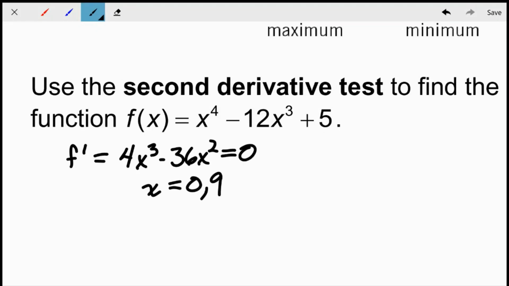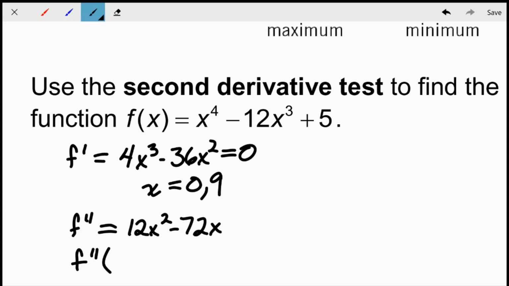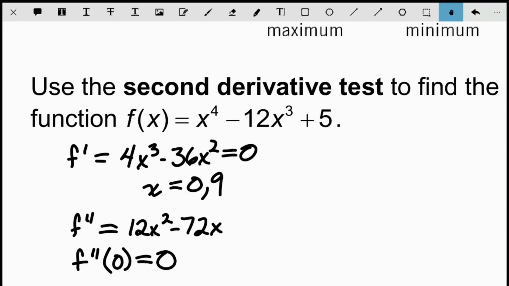We don't need a sign chart for the first derivative. There's no sign charts in the second derivative test. Now I'm going to look at my second derivative. It would be 12x squared minus 72x. I'm not going to set that equal to 0. What I need to know is, what's the second derivative at 0? Well, at 0, the second derivative is actually equal to 0, which we kind of should have expected.